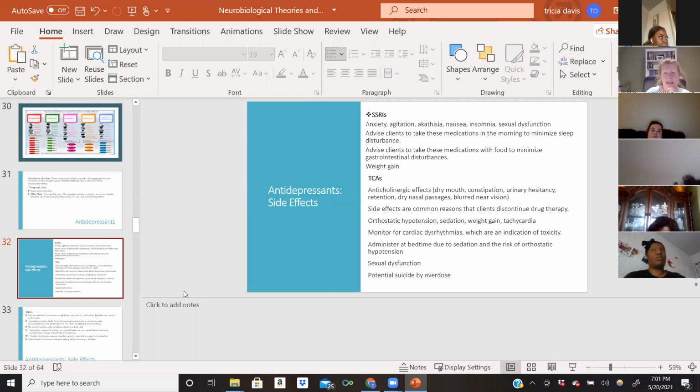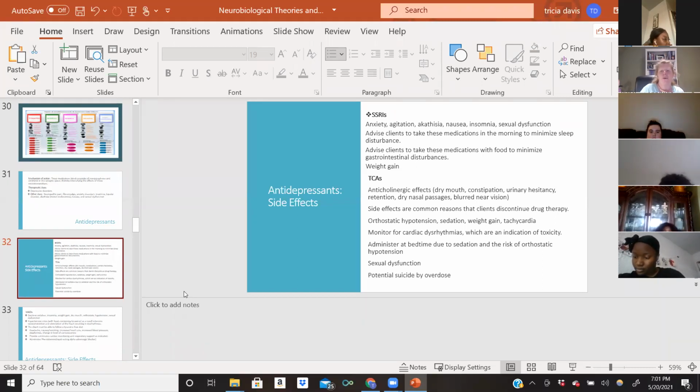And then TCAs, so you're going to see anticholinergic effects with these medications. So dry mouth, constipation, urinary hesitancy or retention. Patients complain about dry nasal passages, sometimes nosebleeds because they get so dry, and then their near vision gets blurry. Side effects are common reasons that clients discontinue drug therapy.